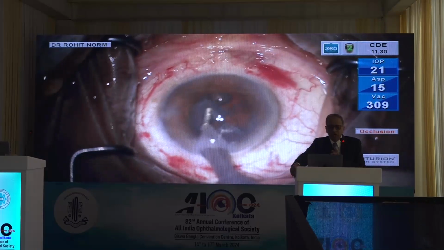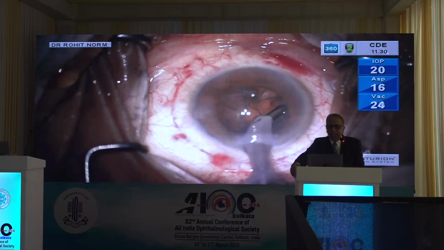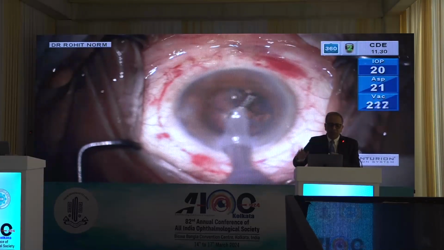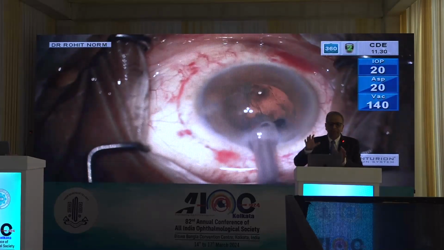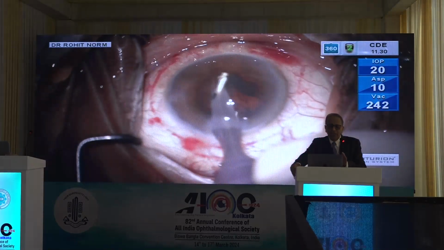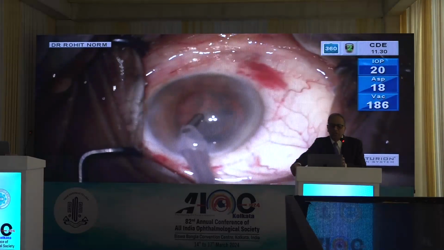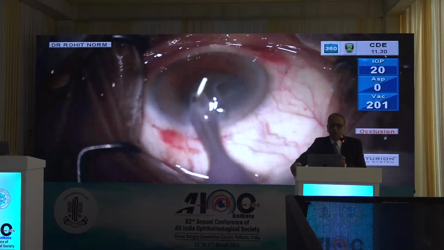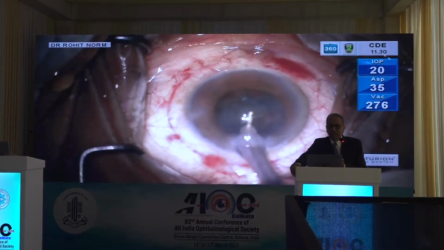I am using a coaxial one with a slight modification. I have retracted it. With this retraction, I have tried to create a situation wherein the irrigation and aspiration have different levels of flow, and this is being done. And this femto delineated epinucleus, the posterior nucleus, is now being aspirated.